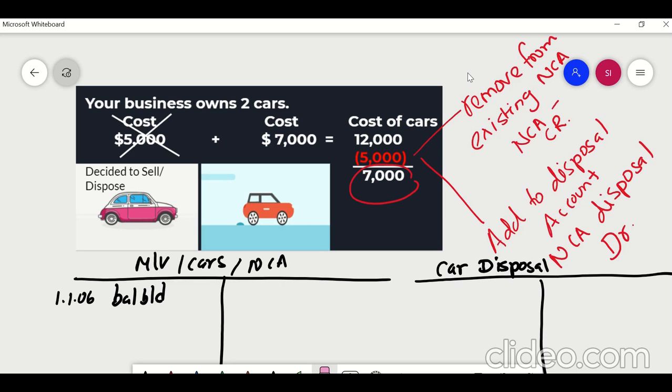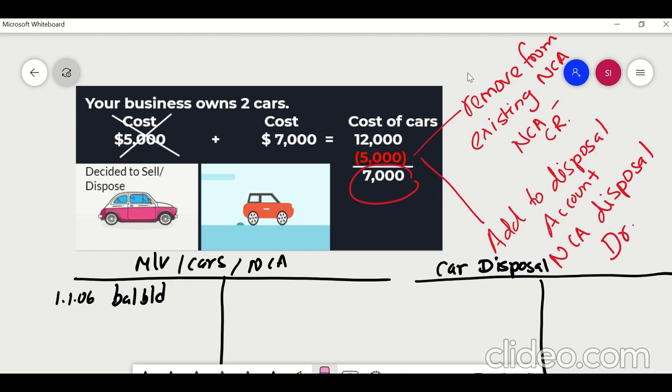to remove the cost of a disposed non-current asset. Let's look at a simple example. Your business owns two cars. The pink car costs $5,000, whereas the orange car costs $7,000. So in total, the business owns $12,000 worth of cars.